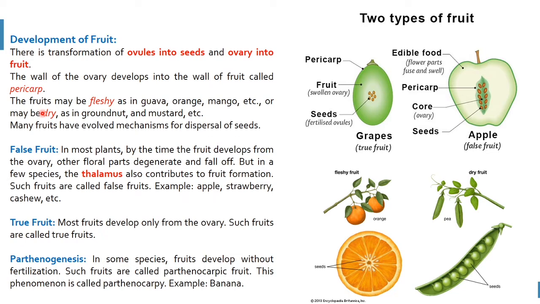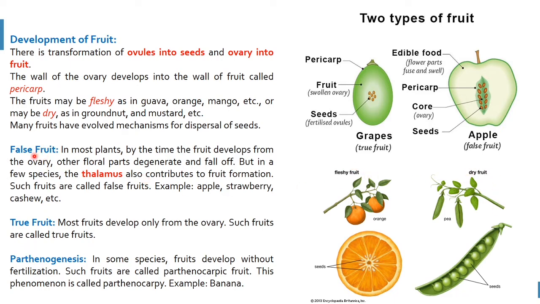There are two types of fruits: fleshy, for example guava, orange, mango, or dry, as in case of groundnut, mustard, etc. Let's take an example. This is a fleshy fruit like orange, and it contains seeds in between. Whereas this is a dry fruit, it contains just a covering and these are the seeds. So there are two types of fruits, fleshy fruits and dry fruits.